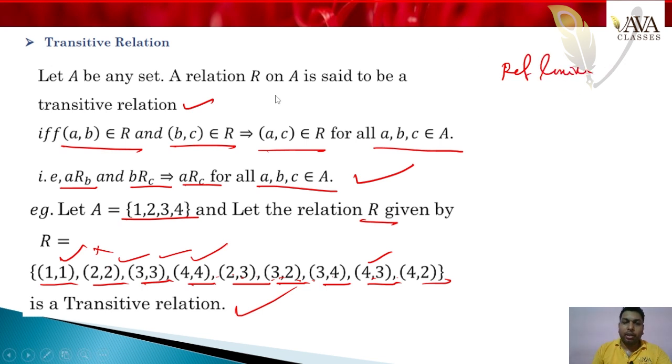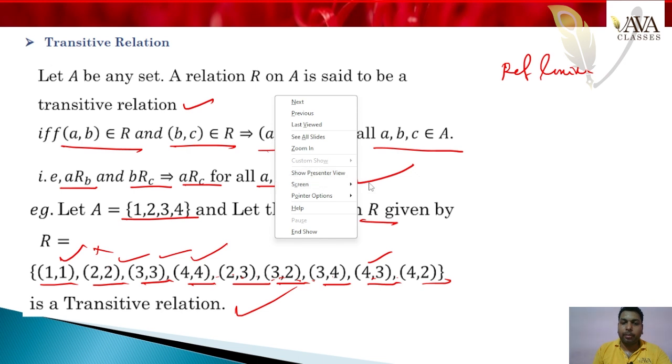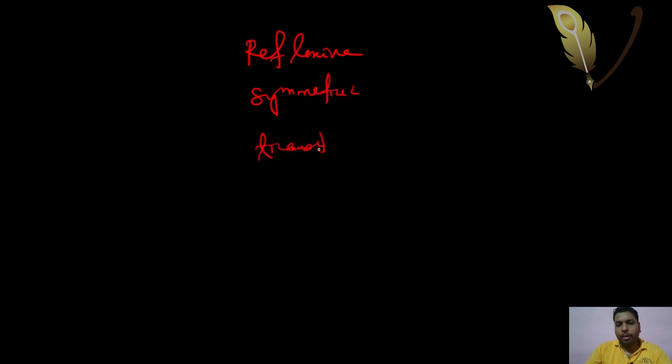Okay. Some real life examples of reflexive, symmetric, and transitive relations. Suppose you take the friendship relation. Everybody is a friend of itself. So friendship is a reflexive relation.